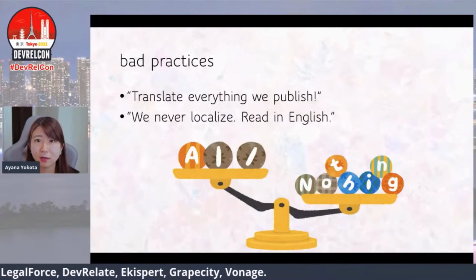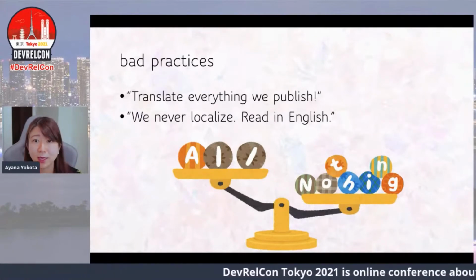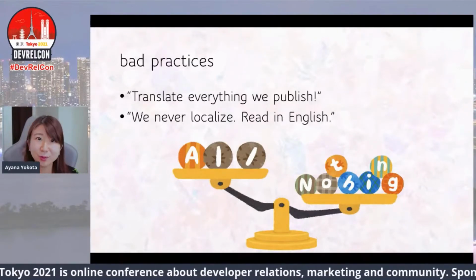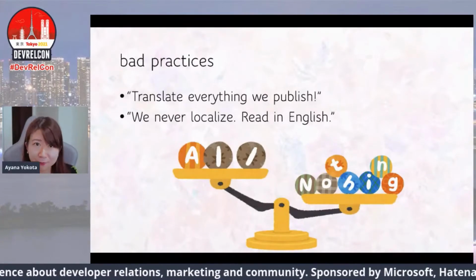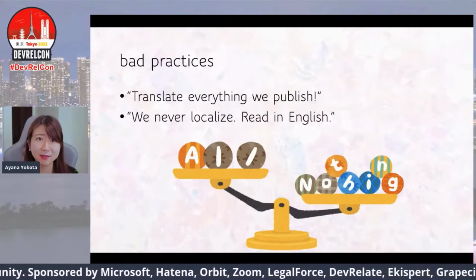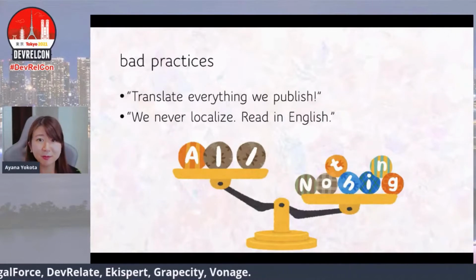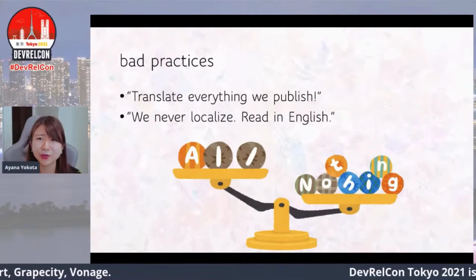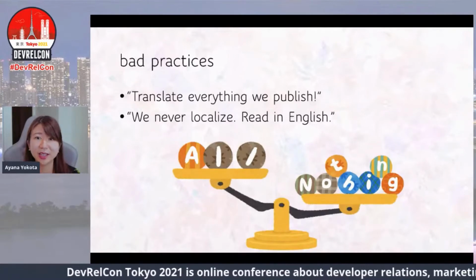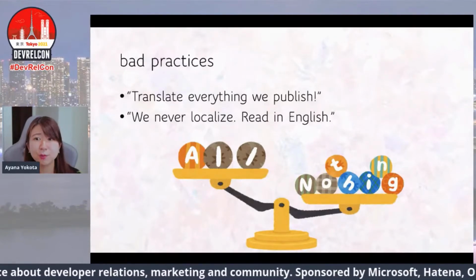Before that, look at these common errors. People tend to say, we want many people to read our awesome articles, so let's translate everything. Or, we don't have enough time, so don't localize. Read in English. It is clear that the problem of the first one is, of course, huge cost and time. However, doing nothing, like the second line, is not a good solution. If you do so, you will miss a lot of chances.